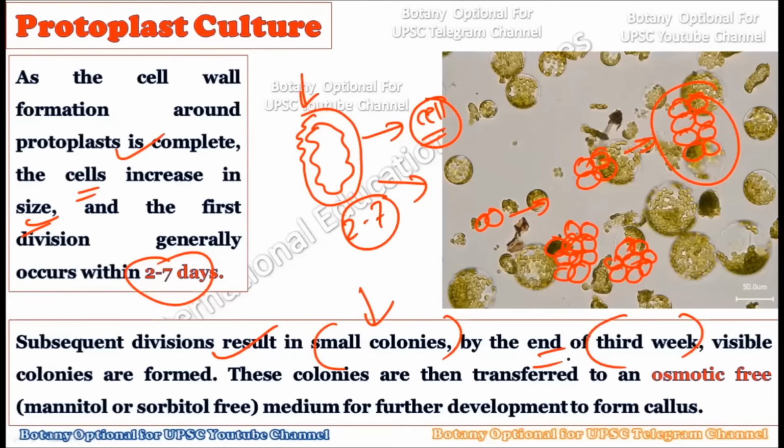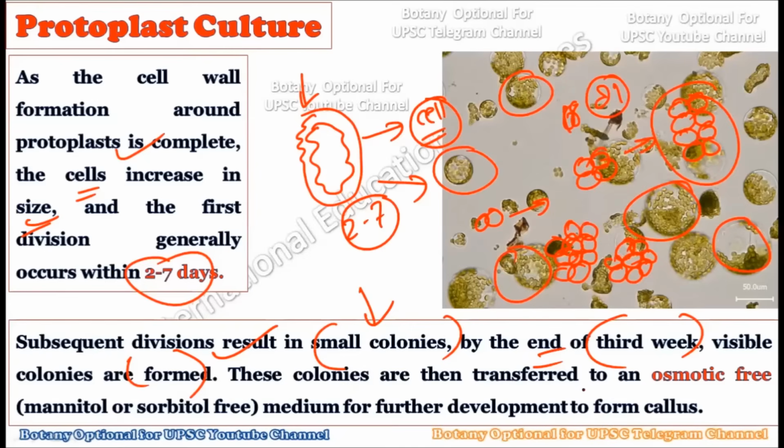Then by the end of the third week, the visible colonies are formed. Many colonies will be created at the end of the third week, that is, generally on the 21st day you will find many colonies which are formed in the plant tissue culture laboratory.